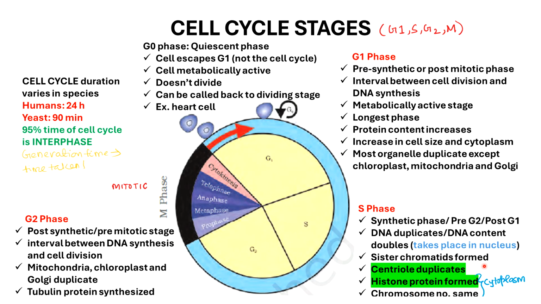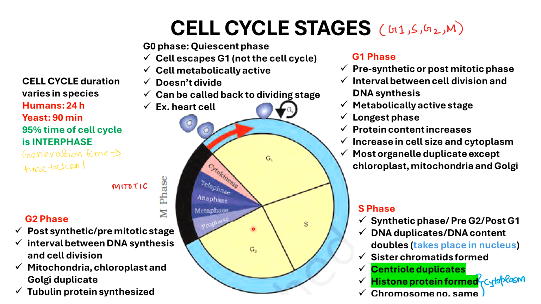Now typically this S phase takes place both in the nucleus as well as the cytoplasm. So in the nucleus, what will happen? The DNA content is increased, and in the cytoplasm, centriole duplication takes place and histone formation takes place. So often a question is asked like, centriole duplication takes place in the synthetic phase.